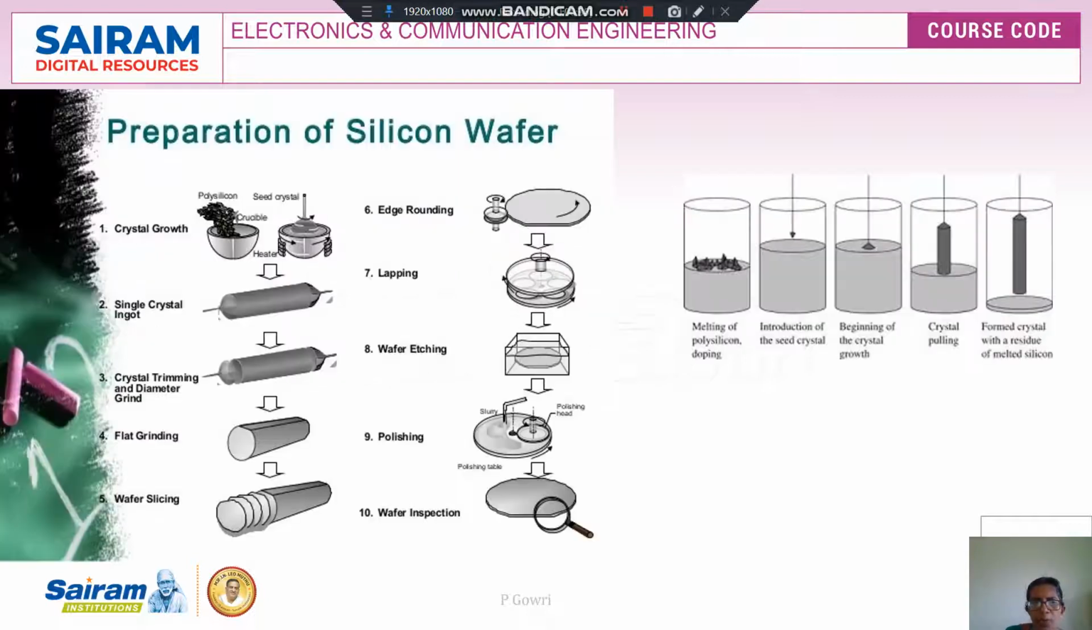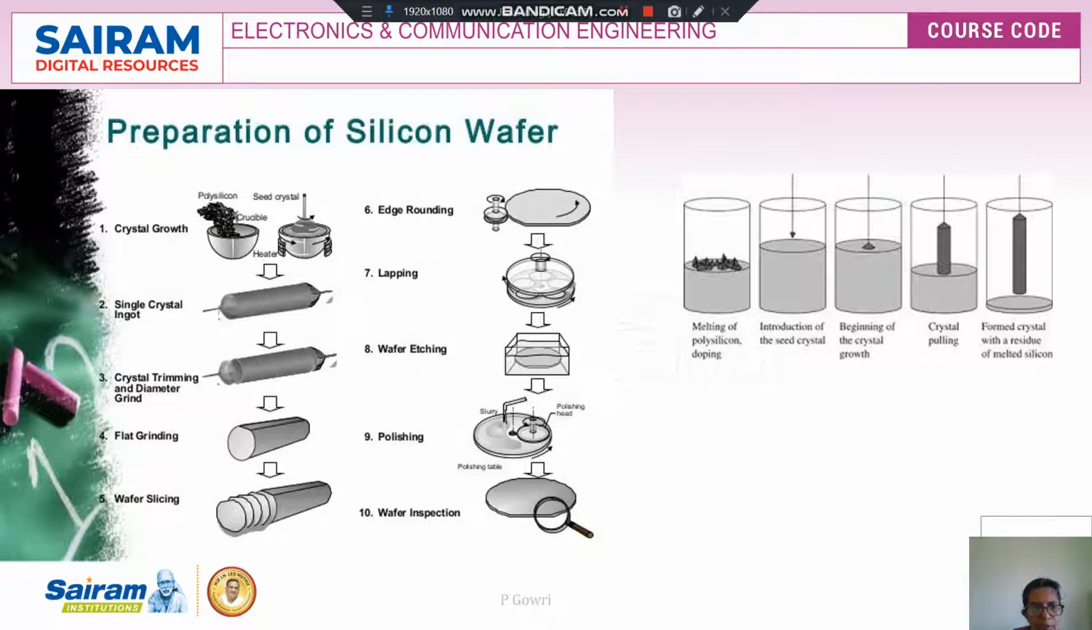So here, coming to the fabrication of PN junctions. Fabrication is nothing but forming a PN junction. How is it formed? The basis for the PN junction formation is the crystal or the wafer, which we will be using as the base substrate. So to generate the substrate, the first process is crystal growth.